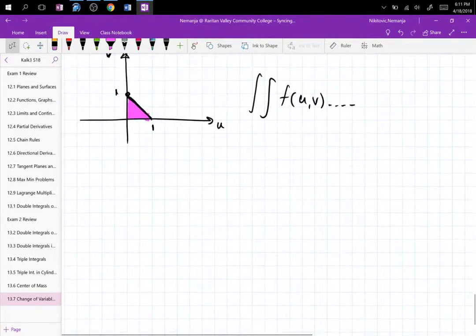Let's see if we can find another one, maybe something polar. If they have.